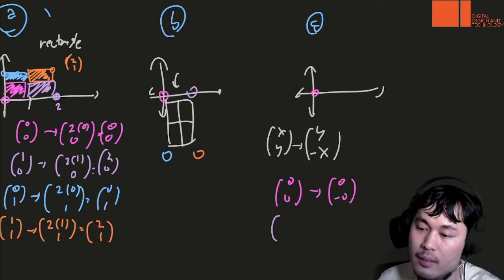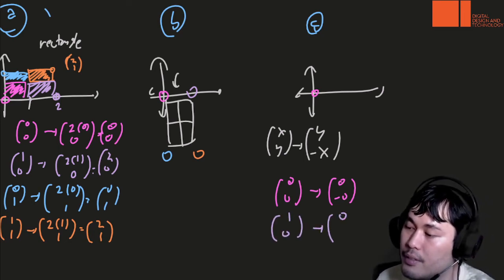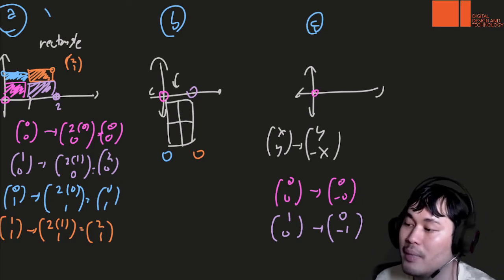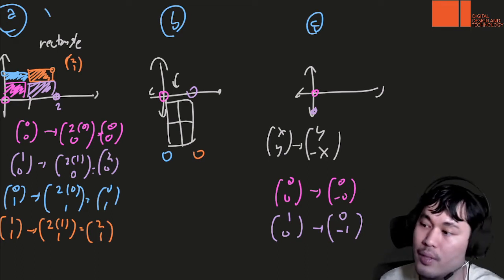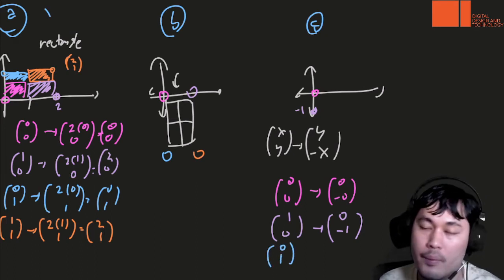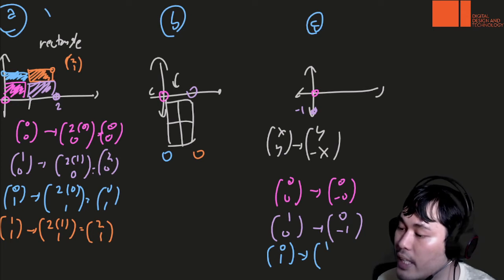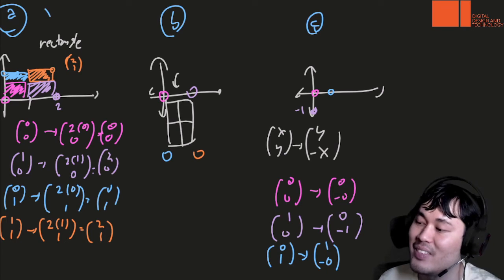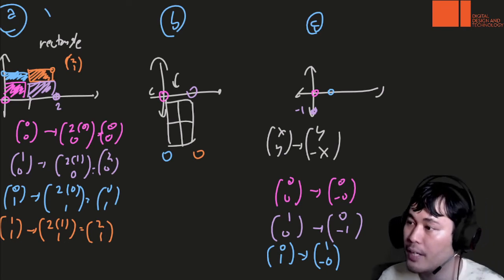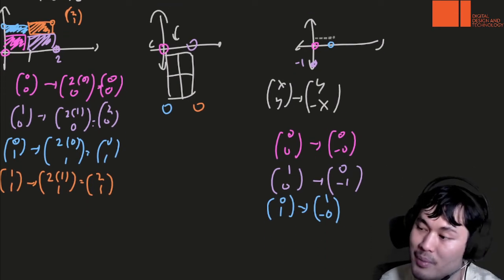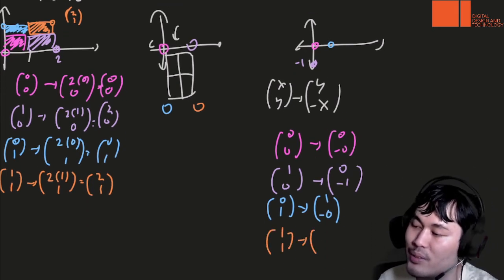What about the purple one? 1, 0 becomes 0, minus 1. Okay, now that's more interesting. 0 and -1 is this point, or this vector down here. What about the blue one? 0, 1. Where does it go? It goes to 1 and -0. So it's just 1 and 0, which is this point. And finally, can you guess where the last point goes? From these 3 points, 1, 1 goes to 1, -1.